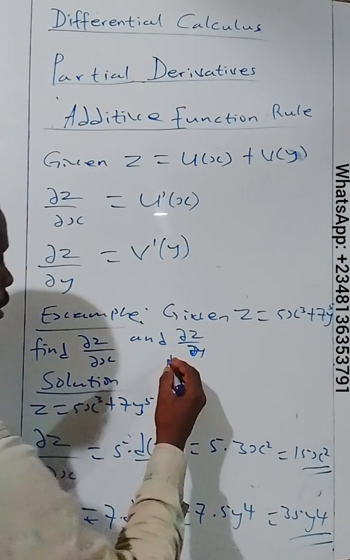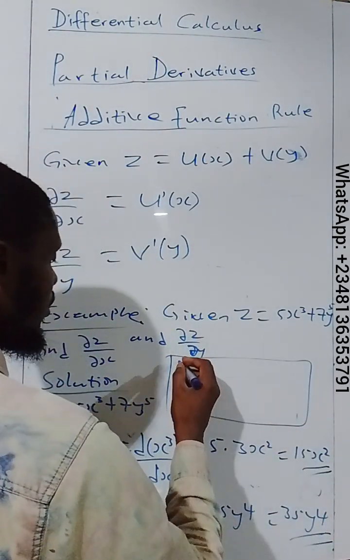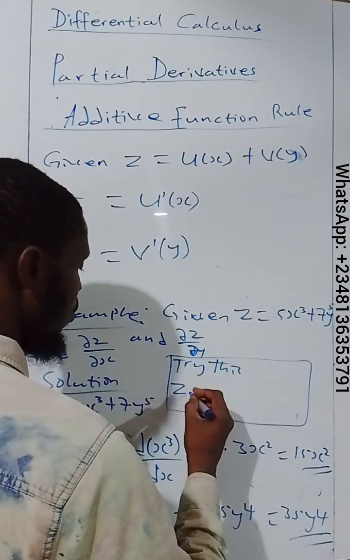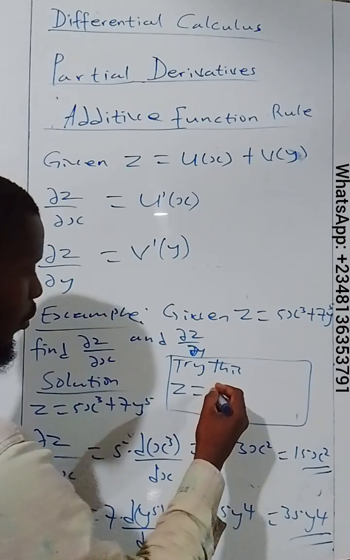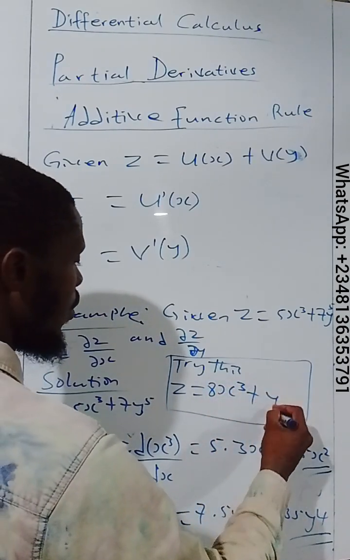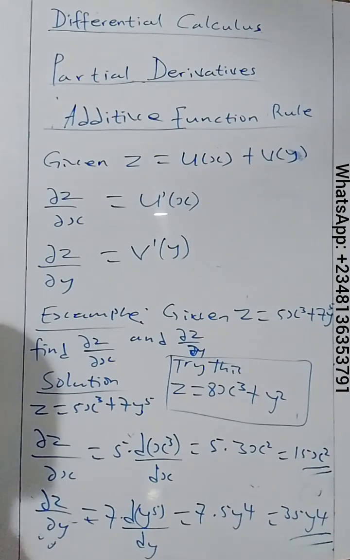So can you try this on your own? Try this. We have z equals 8x raised to the power 3 plus y squared. Find the partial derivatives and drop your answer in the comment section.